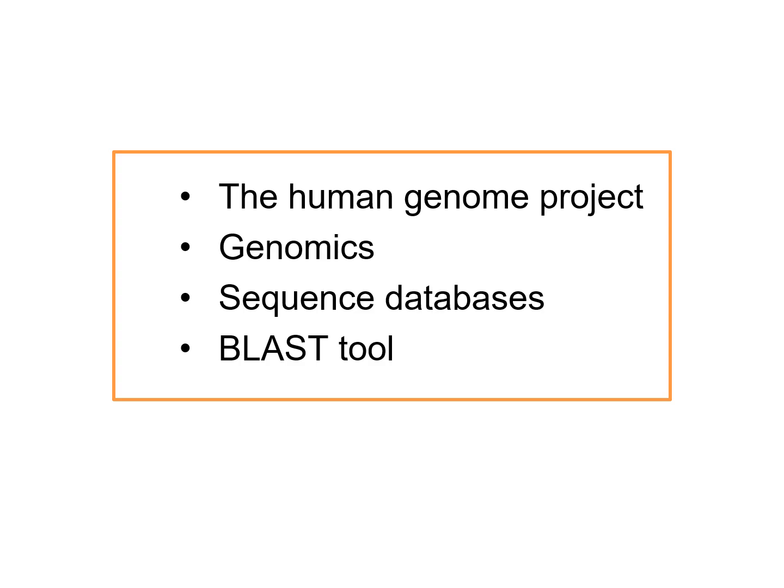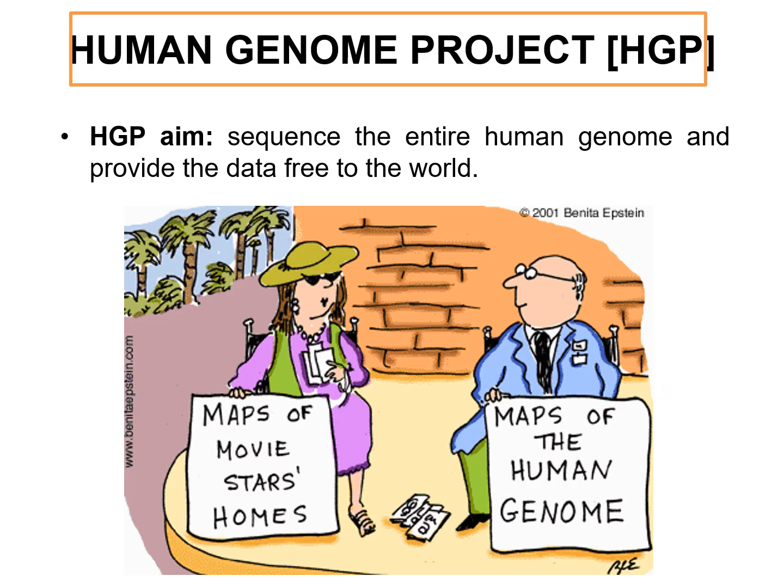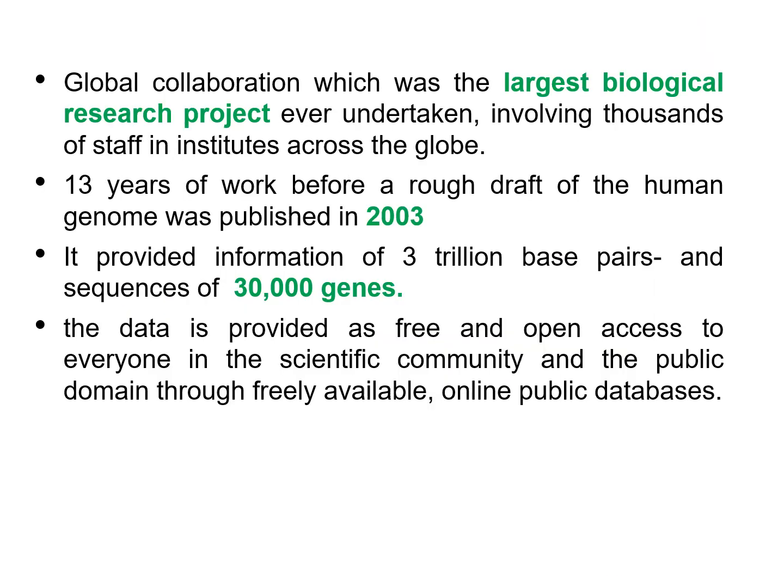Welcome to the Human Genome Project (HGP), Genomics, Sequence Databases, and the BLAST Tool Introduction Lecture. The HGP aim was to sequence the entire human genome and provide the data free to the world. This was a global collaboration, the largest biological research project ever undertaken, involving thousands of staff over 13 years of work before a rough draft was published in 2003. It provided information on approximately 3 trillion base pairs and sequences of 30,000 genes. Crucially, the data is provided as free and open access through online public databases.